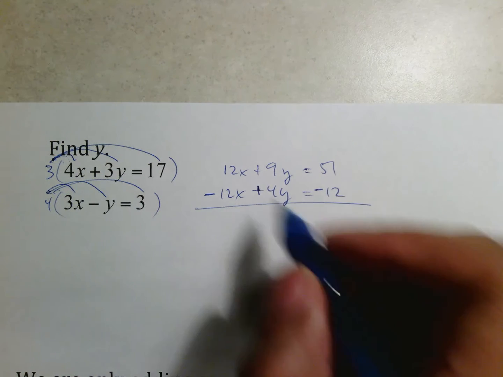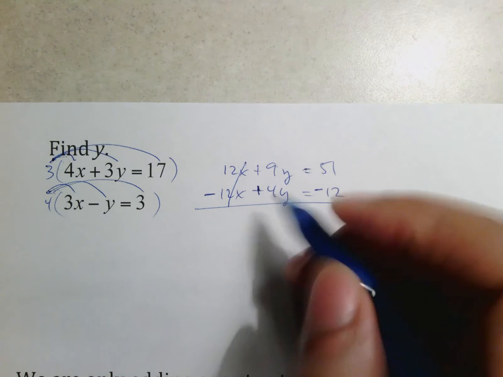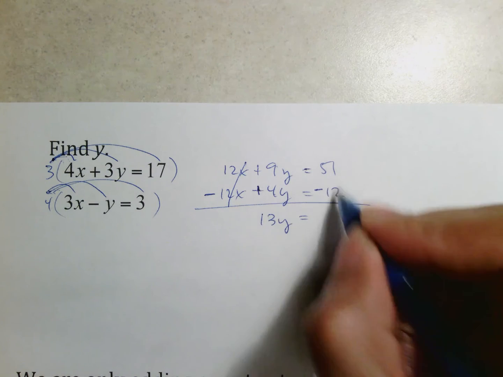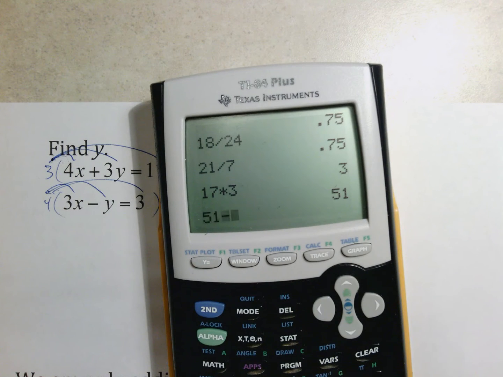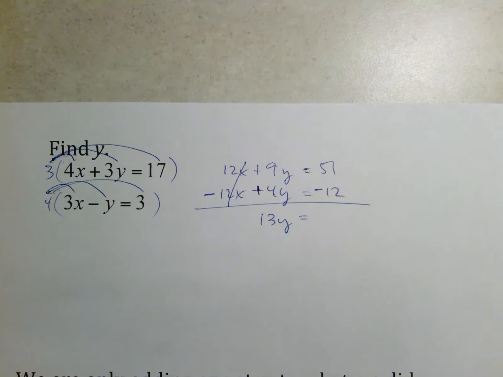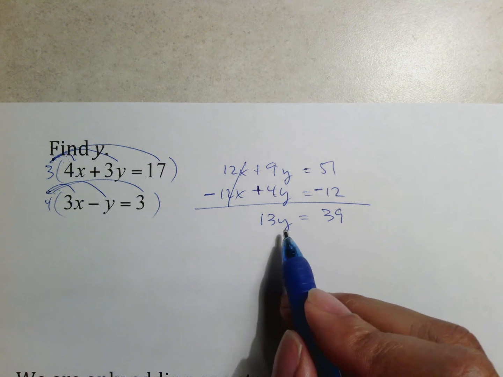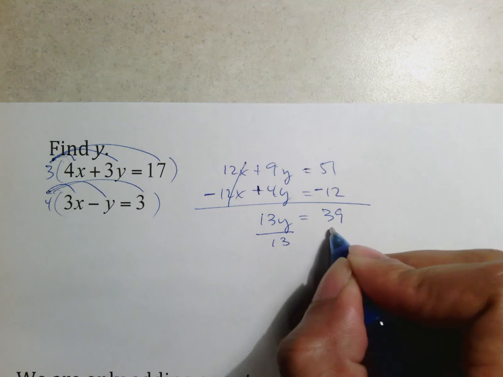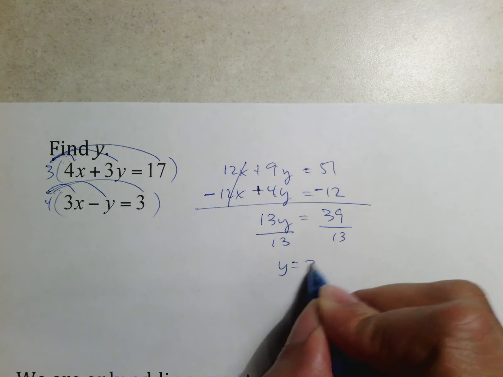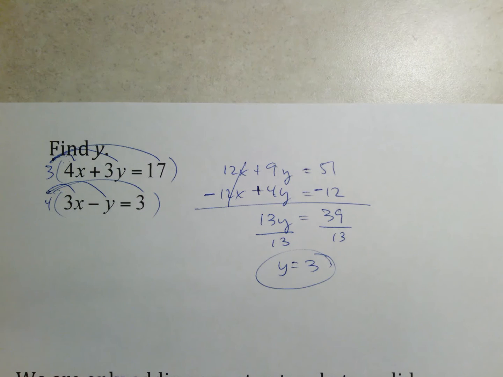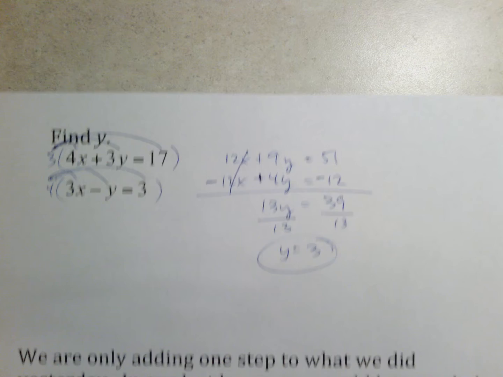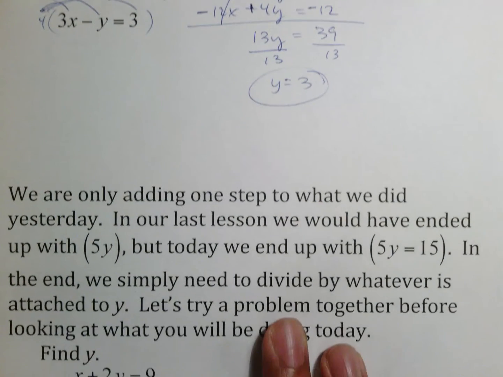Then we add everything up. This cancels out. 9y and 4y make 13y. 51 minus 12 is 39. Now notice how easy this algebra is. If I want to find y, I get rid of 13 by simply dividing by 13 to find out that y is 3. That's it. So you pretty much add one more step to what you did yesterday, which is making sure you know how to divide those two things, but that's all. Alright? So we're only adding the one step to what we did yesterday.